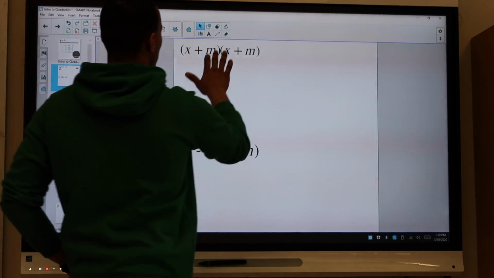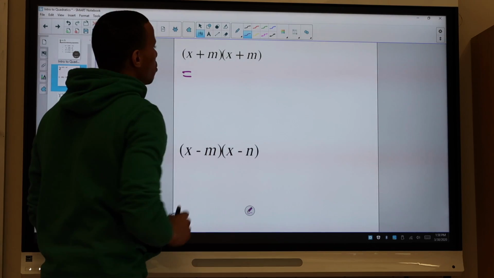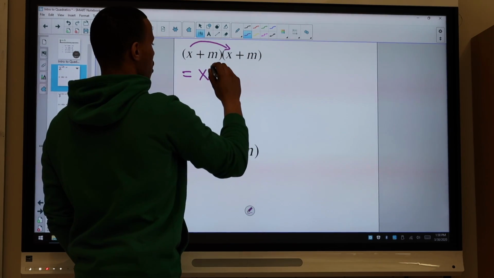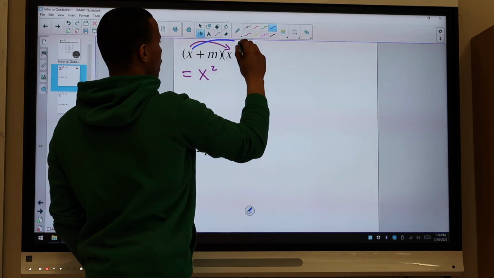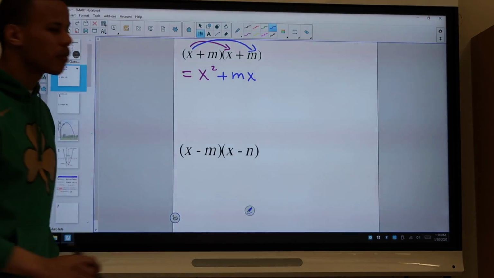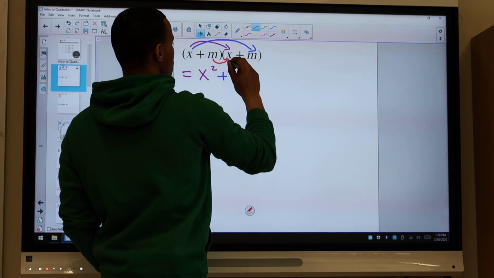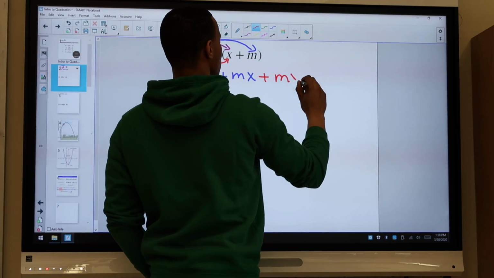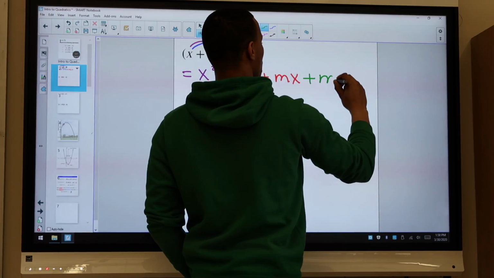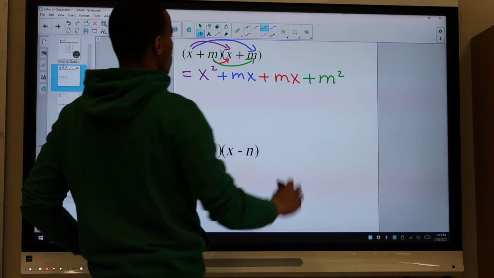So for the first one, this is what we're gonna do. We have that this is equal to, and now I want to distribute the x. So x times x is x squared. Then x times m is equal to mx, right? Now I will do the same thing for the second one. Then you have m times x, which is equal to mx, and m times m is going to be equal to m squared. Now that we multiply everything out, we just got to combine like terms, right?